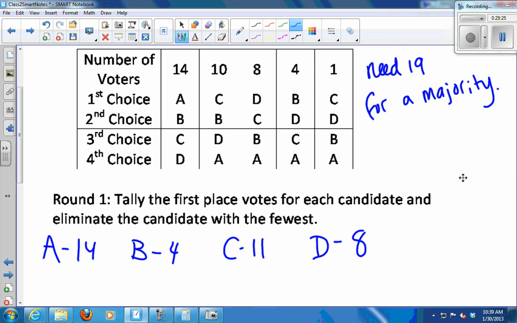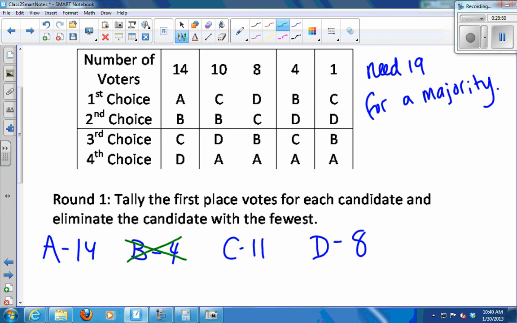Does anybody currently have a majority? No. Okay. So then I move to step 2, which is eliminate the candidate with the fewest first place votes. So who would that be? B. So B is going to be eliminated. Still in the compartment of round 1, right? Yep, we are in round 1. Once we eliminate B, we move on to round 2. Okay.